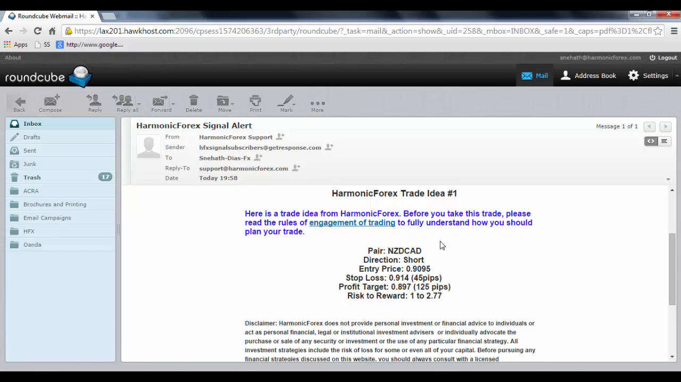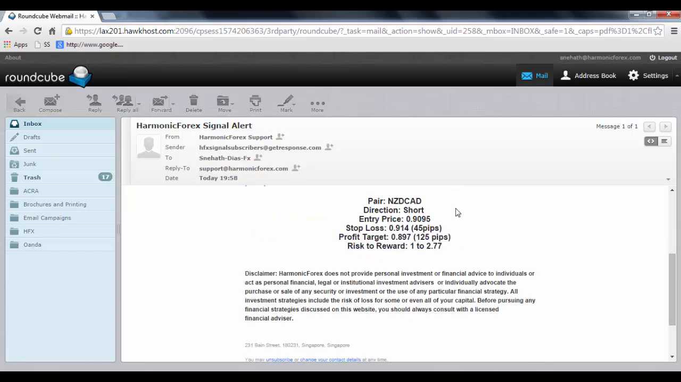In terms of the trade itself, it's quite simple because you would have 6 criteria that you would need to take note of. We will talk about the pair, the direction we're looking to take the trade in, the entry price, the stop loss, the profit target, and finally the risk to reward. So let's go into detail around each of these criteria.